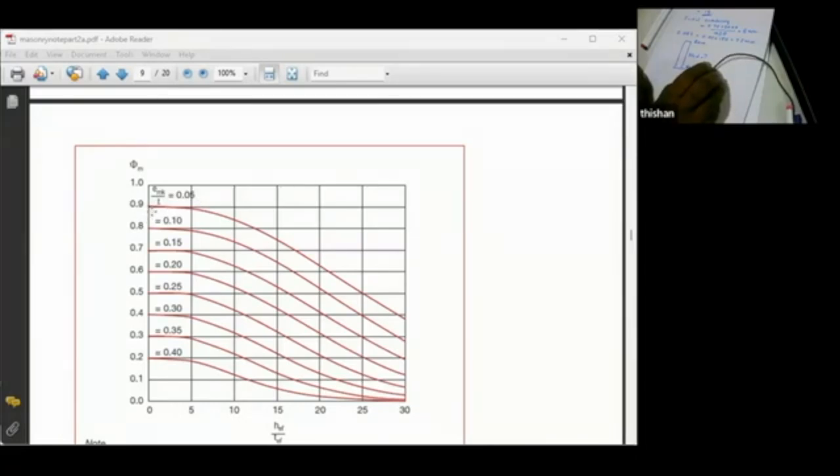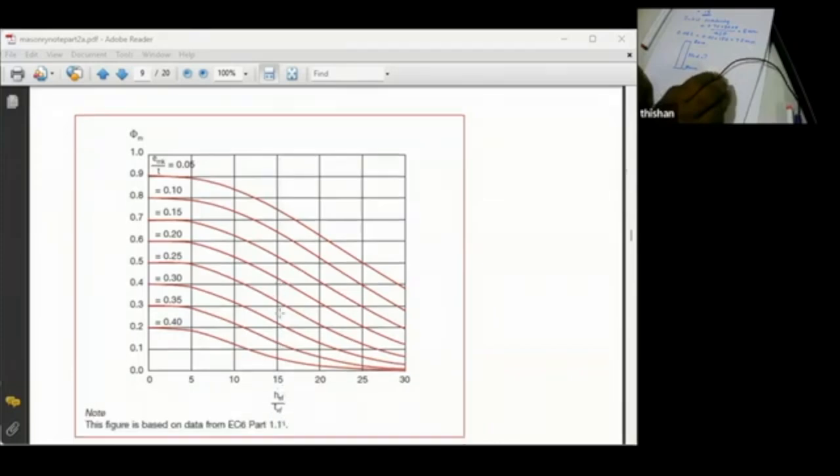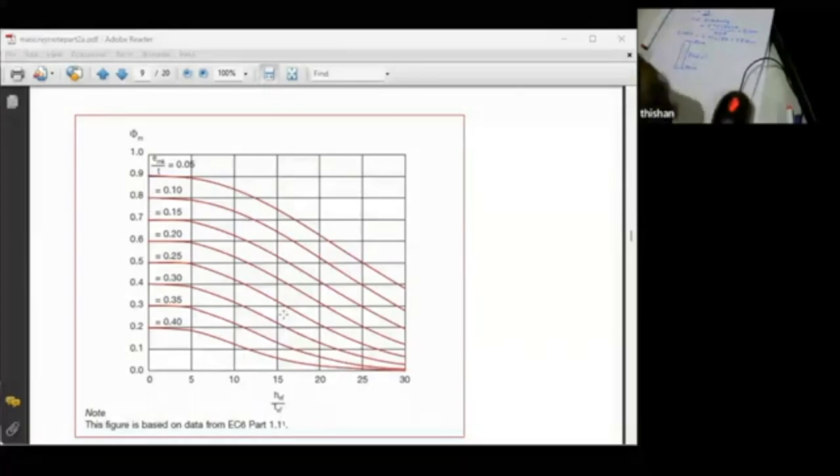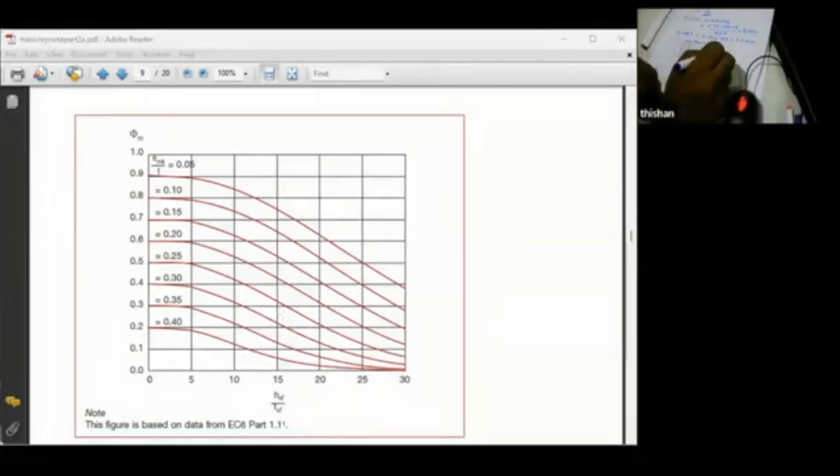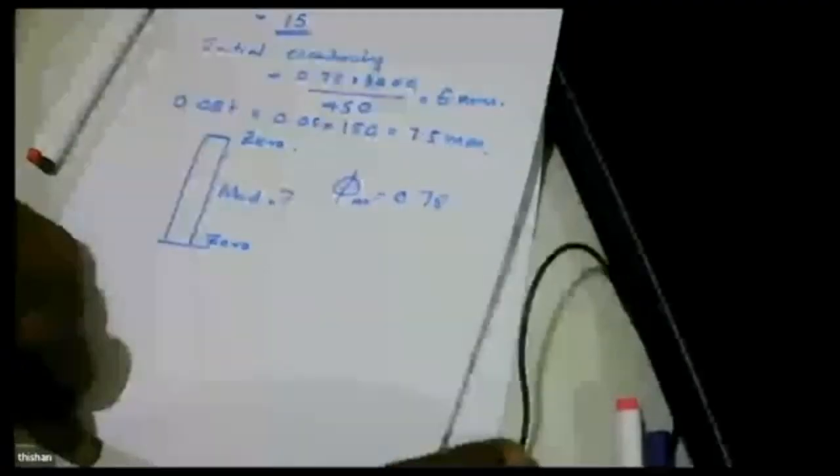So we have to go on the basis of this chart, which is applicable to 0.05 eccentricity. So if you go by that chart, then you can see as the height increases, the slenderness effects grow, and when the Hef over Tef ratio is 15, the corresponding value is 0.75. So that means we have a capacity reduction factor of 0.75.